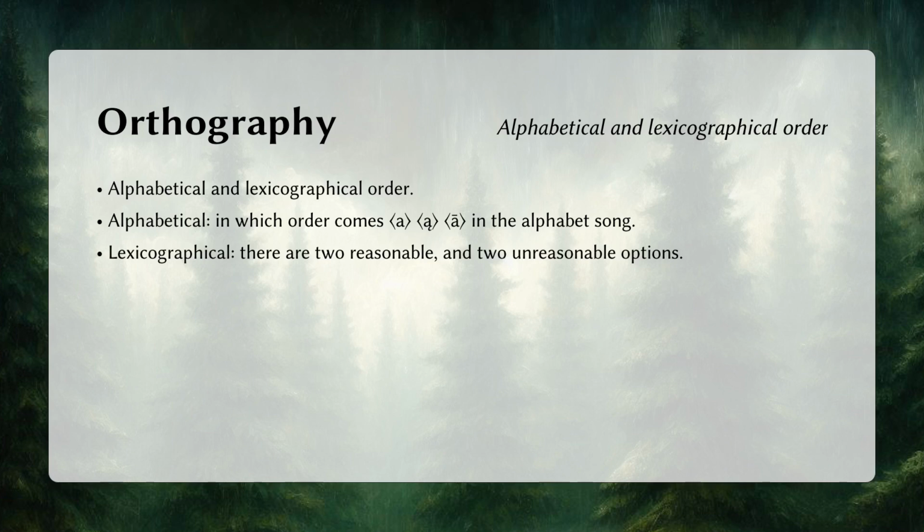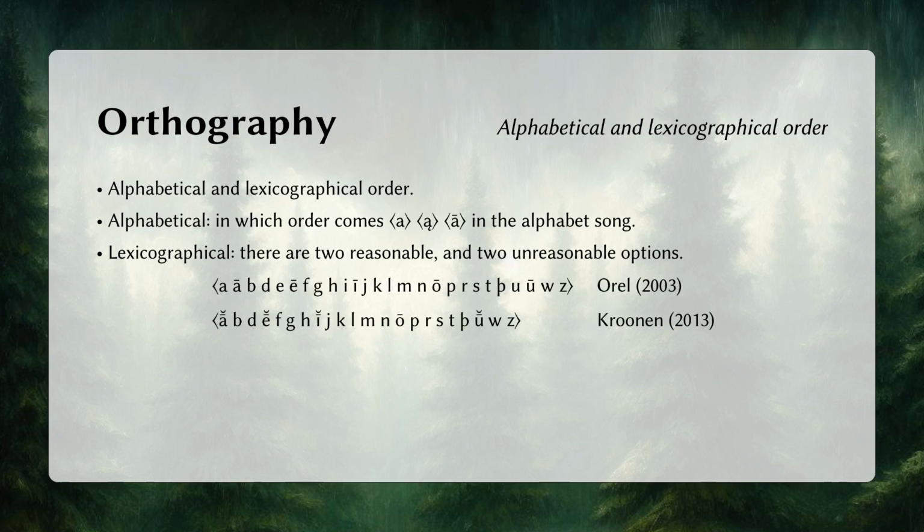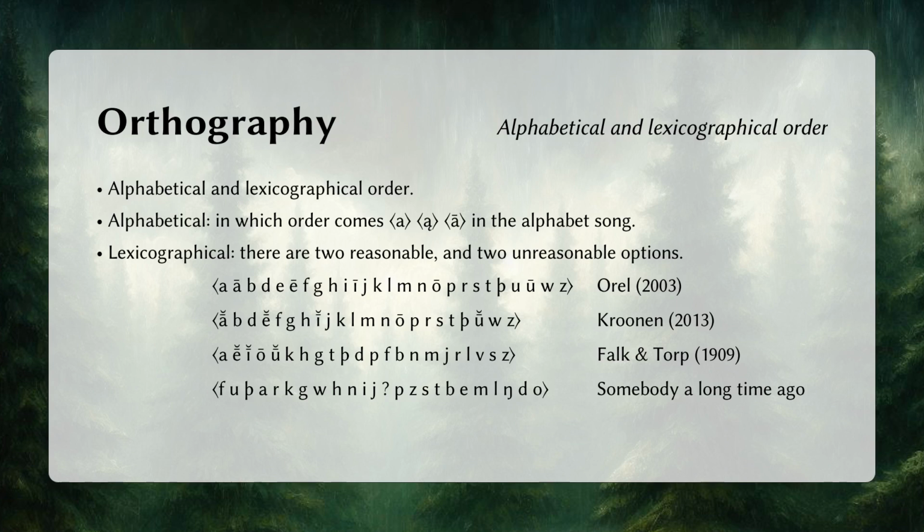When it comes to lexicographical order in a printed dictionary, we have two reasonable and two unreasonable options in front of us, all of which, believe it or not, we can actually meet in print. Naturally, Z doesn't have its own header in any of these, as that would have been an empty page. The two reasonable options are between whether we should or shouldn't discriminate between short and long vowels, and the two unreasonable options are Germanicized Devanagari order as in Falkentorp 1909 and a runic Futhark order.